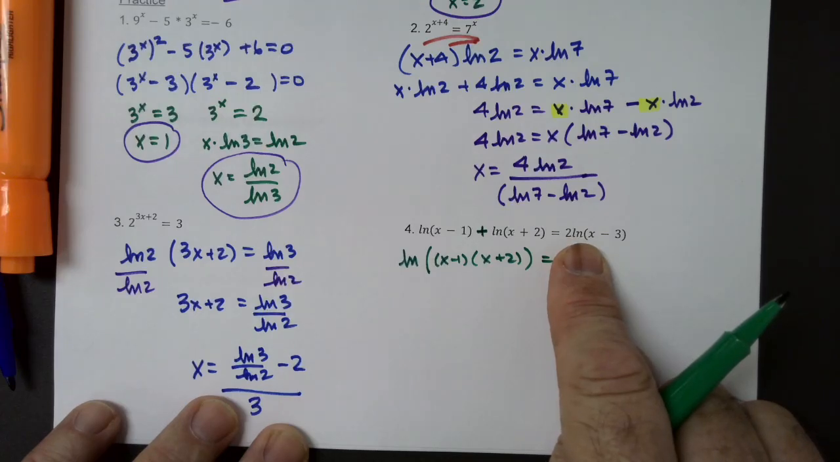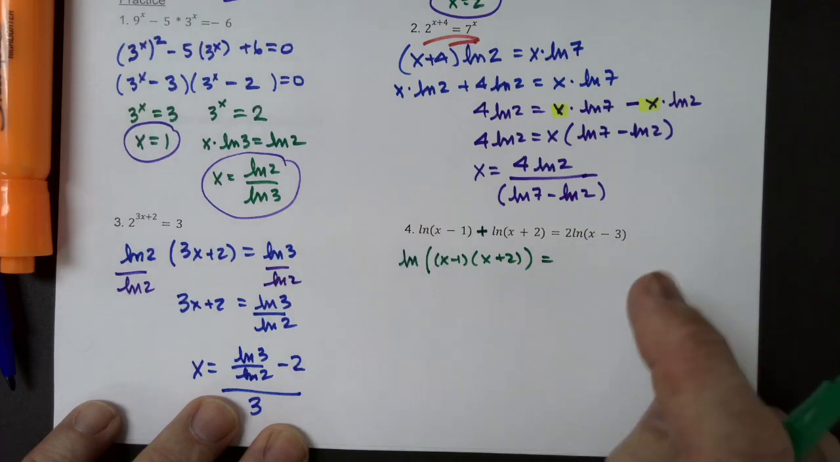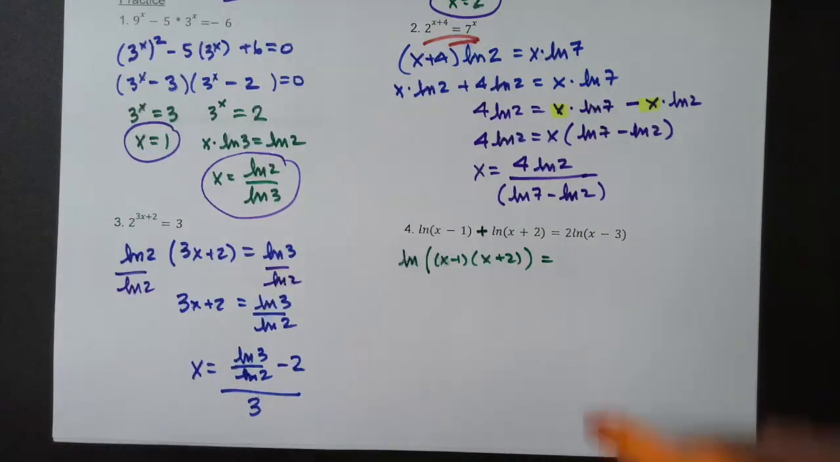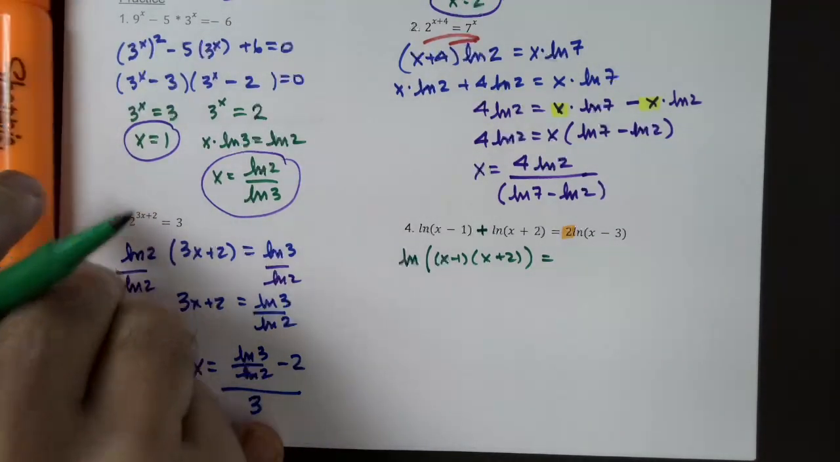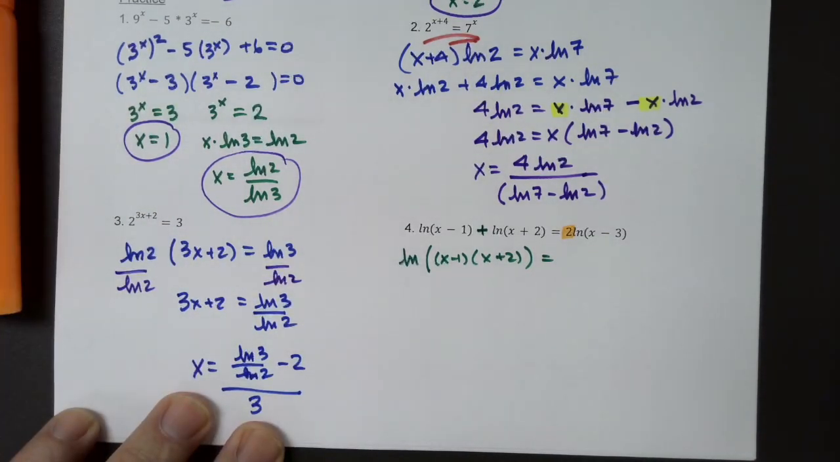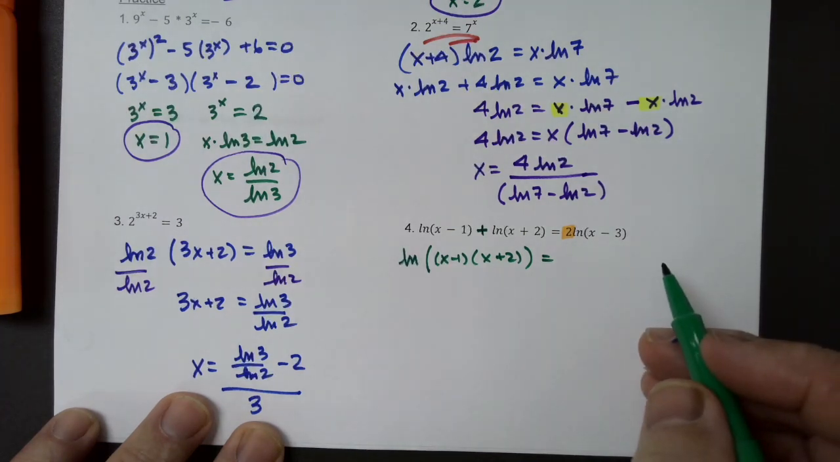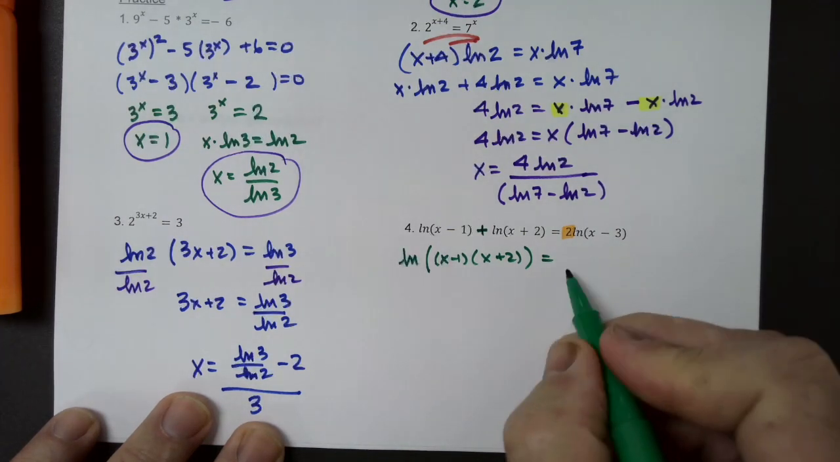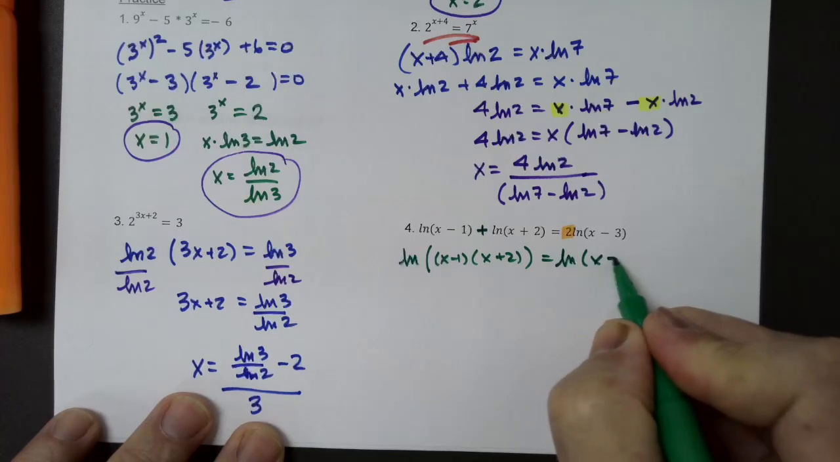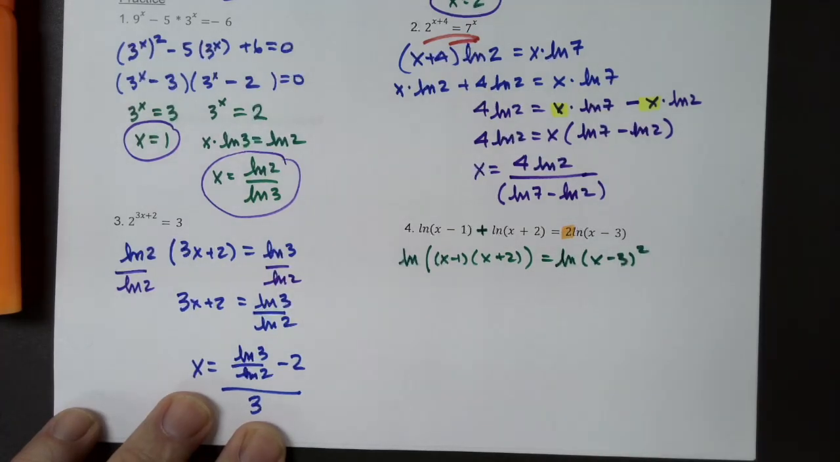To the right side. This 2 right here. Be more specific. That 2 in front of the natural log of the quantity of x minus 3. What's that going to tell us to do? Yes, absolutely. This is the natural log of the quantity of x minus 3, and that's going to be squared.